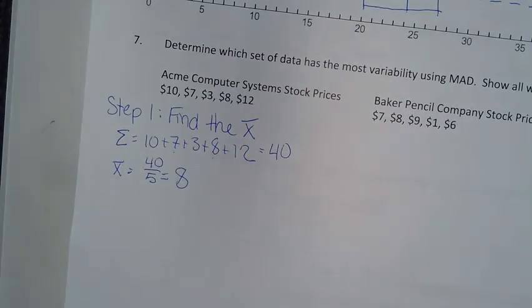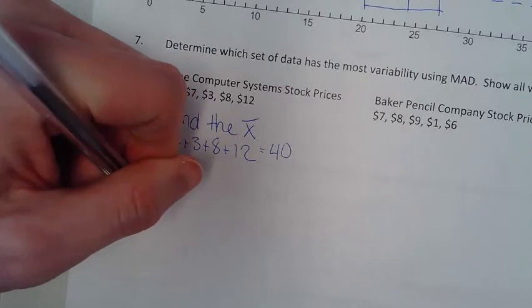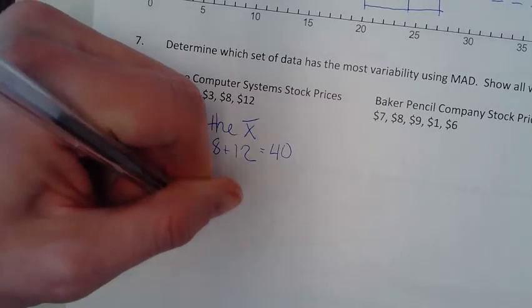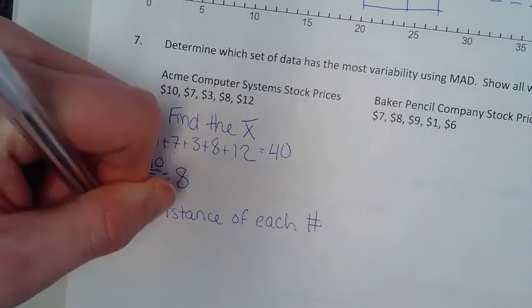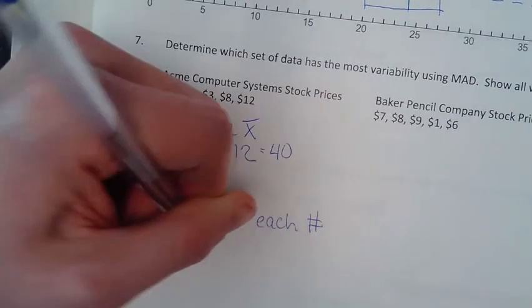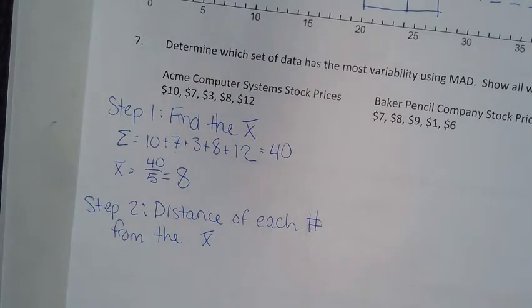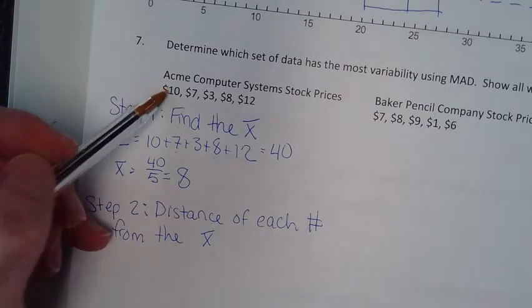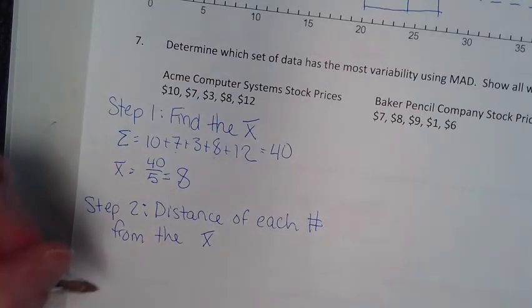Okay. Step 2. Distance each number from the mean. Okay. So, how far away is 10 from 8? Just shout it out. How far away? 2. It's 2 away. How far away is 7 from 8? 1.